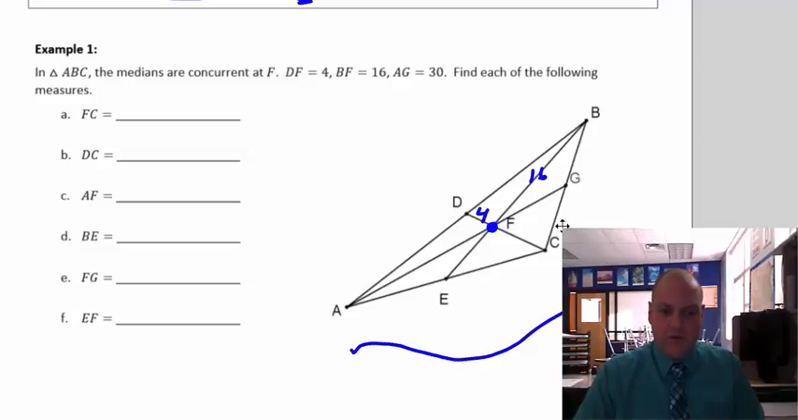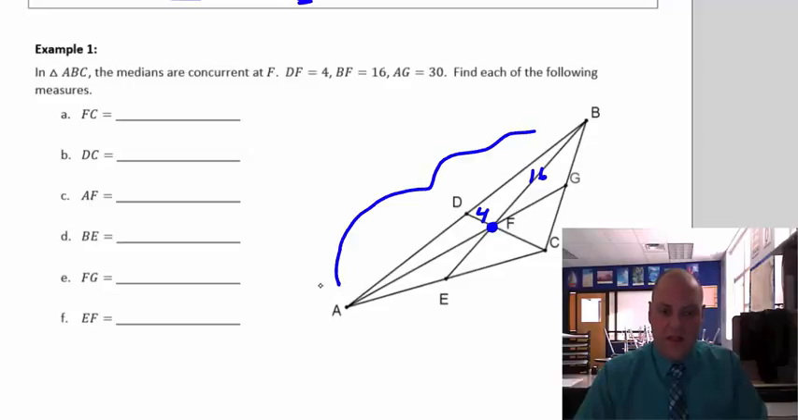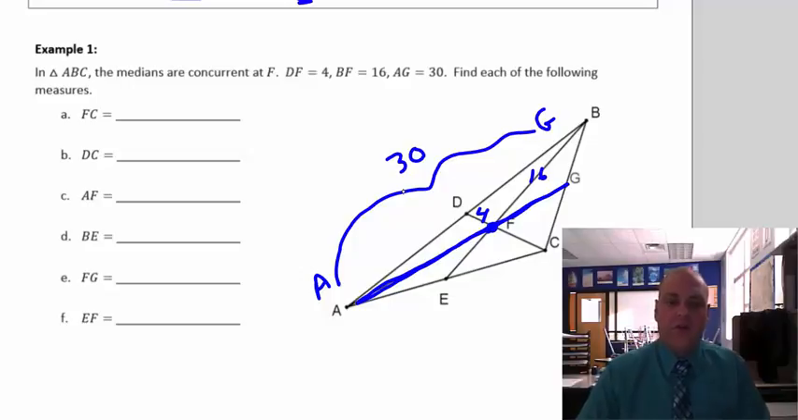Okay, I'm going to say AG like that, and I'm going to put 30, because it's tough. They didn't give you AF and they didn't give you FG. They just gave you the whole thing. That whole thing is 30.